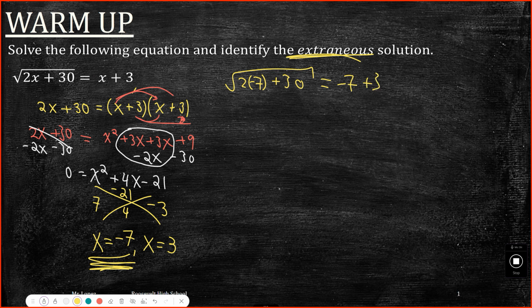Okay, so what's 2 times negative 7? 2 times negative 7 is negative 14 plus 30. What's the answer on the right? What's negative 7 plus 3? Negative 4. What's negative 14 plus 30? Negative 16? Well, here. It's not negative 16. Why, who somebody said negative 16? You're the one writing it down.